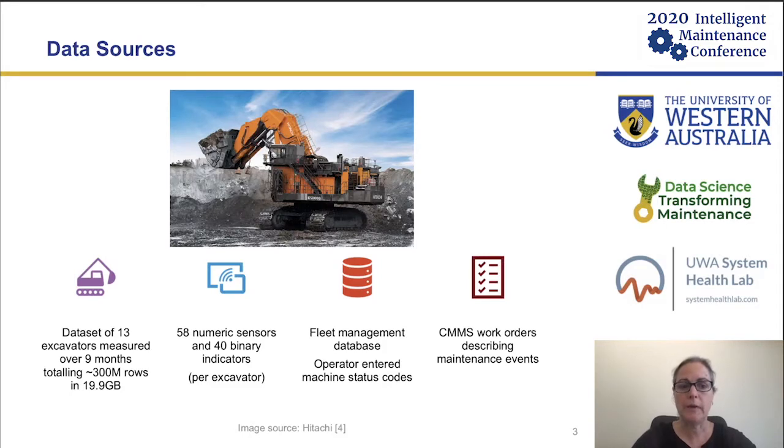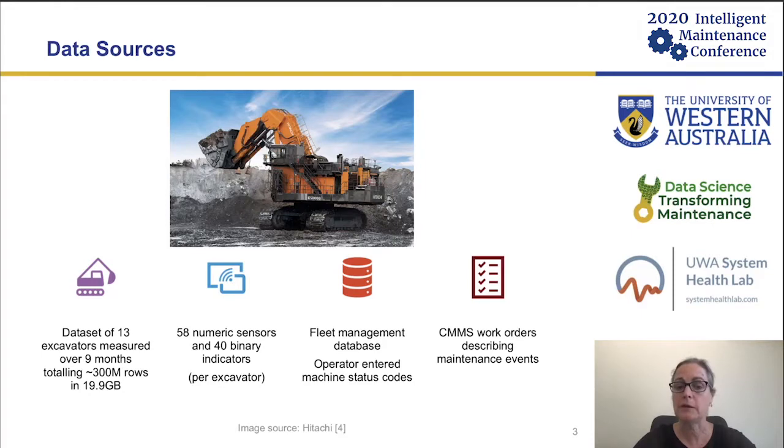This project has data sets from 13 excavators measured over 9 months. This totals 300 million rows of data in 19.9 gigabytes of files. Each excavator has 58 numeric sensors and 40 binary indicators. In addition to this stream sensor data, we also have two other important data sources.